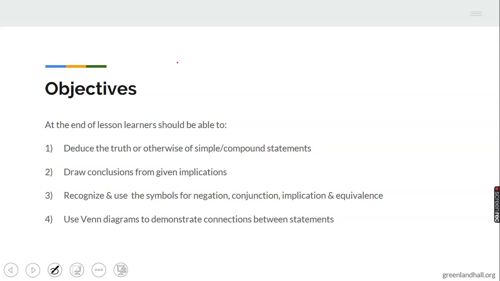1. Deduce the truth or otherwise of a simple or compound statement. 2. Draw conclusions from given implications. 3. Recognize and use symbols for negation, conjunction, implication and equivalence. And 4. Use Venn diagrams to illustrate connections between statements.